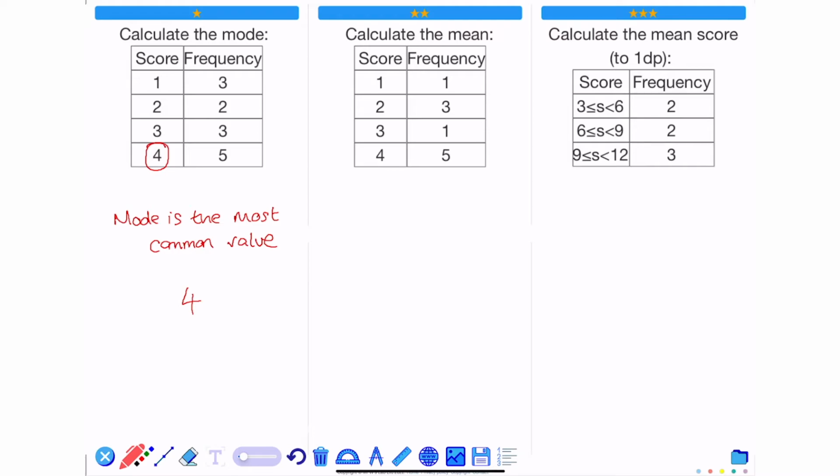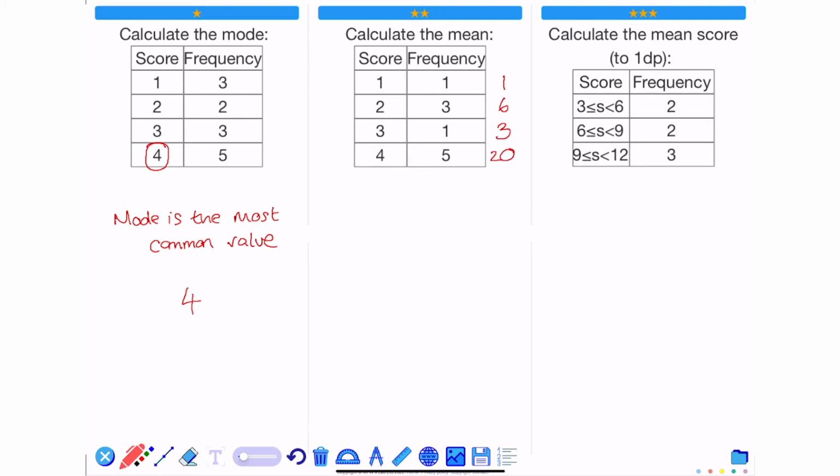Looking at my 2-star question, to calculate the mean, we add up all of the values and divide by how many there are. A score of 1 appeared once. A score of 2 appeared 3 times. So 2 add 2 add 2 would give me 6. A score of 3 appeared once, which would give me 3. And a score of 4 appeared 5 times, which gives me a total of 20.